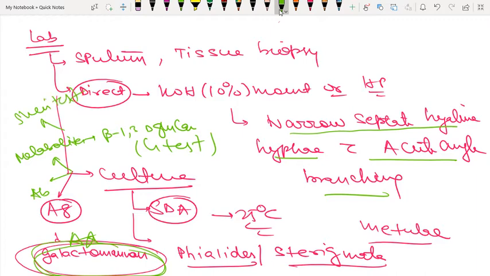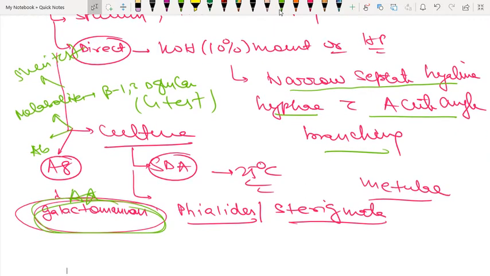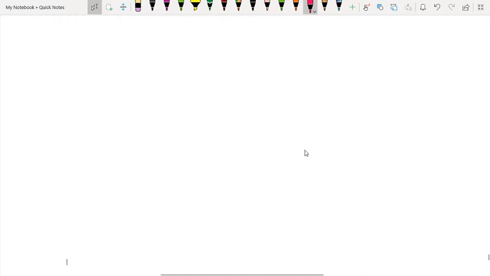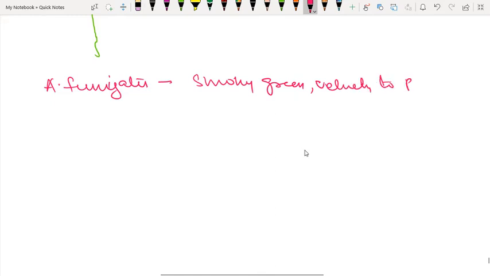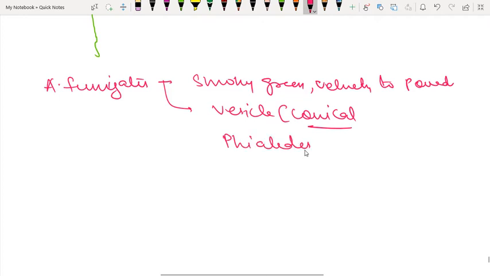Now coming to the one important point of lab diagnosis which I left, which I told you I would discuss later on. First, the colonies. Aspergillus fumigatus: macroscopically, the colonies appear smoky green, velvety to powdery. Microscopically, the vesicle is usually conical in shape. So fumigatus has a conical vesicle, and the phialides are arranged in a single row.